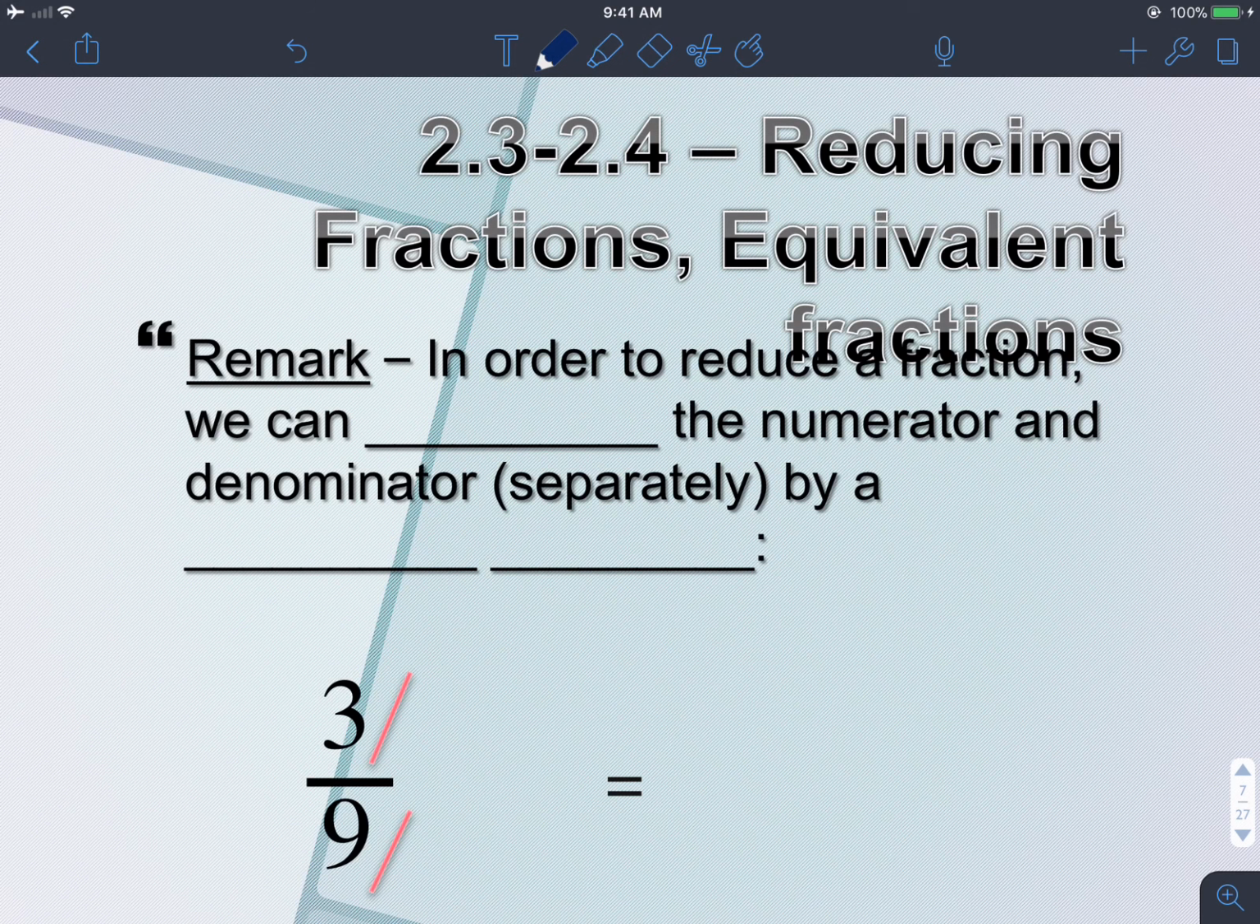Reducing fractions and equivalent fractions. We talked about reducing it. In order to reduce a fraction, we're going to divide the numerator and denominator separately by a common factor. It doesn't have to be the greatest common factor.